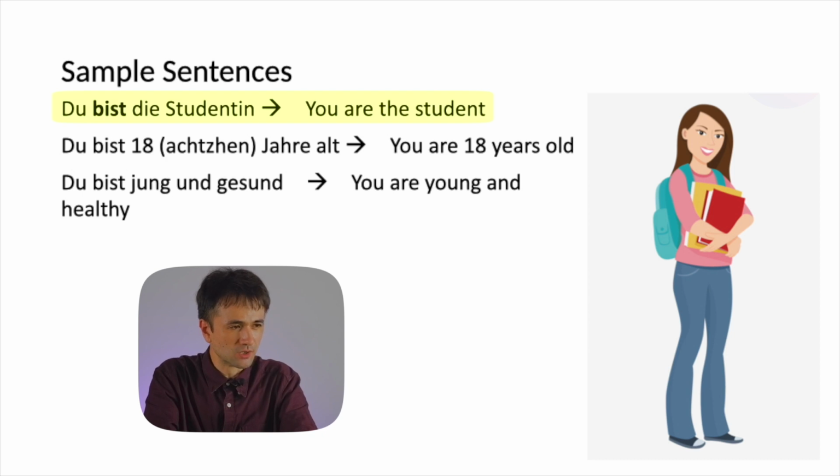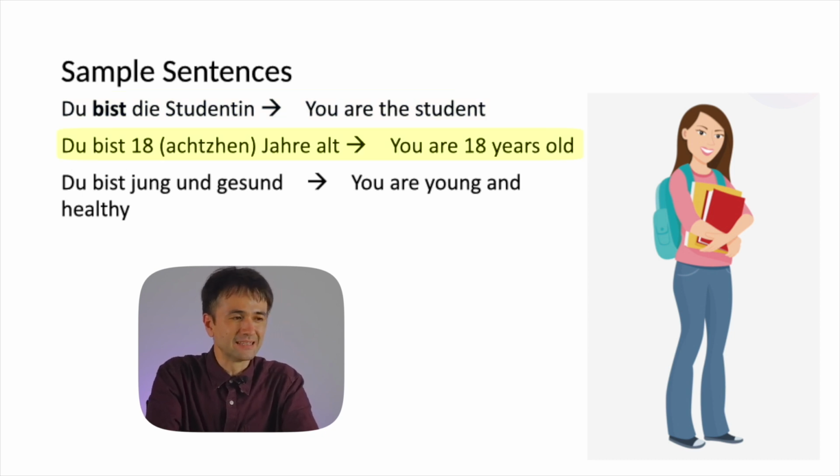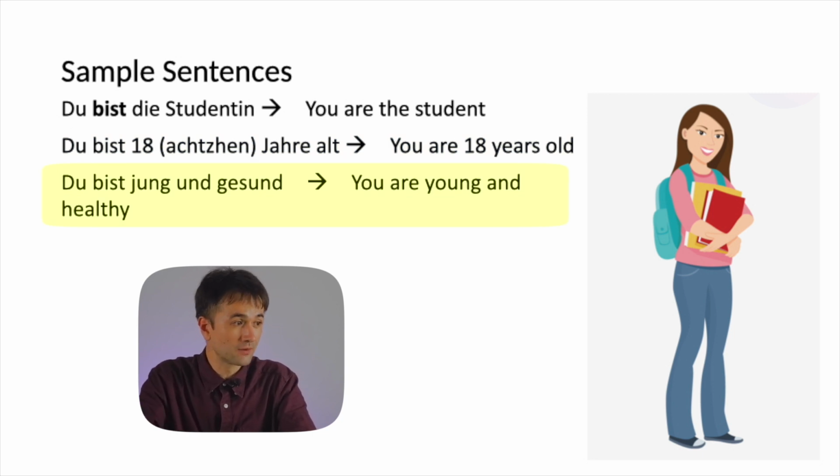So you can go ahead and speak with me one more time. Du bist die Studentin. You are the student. Du bist 18 Jahre alt. You are 18 years old. Du bist jung und gesund. You are young and healthy.